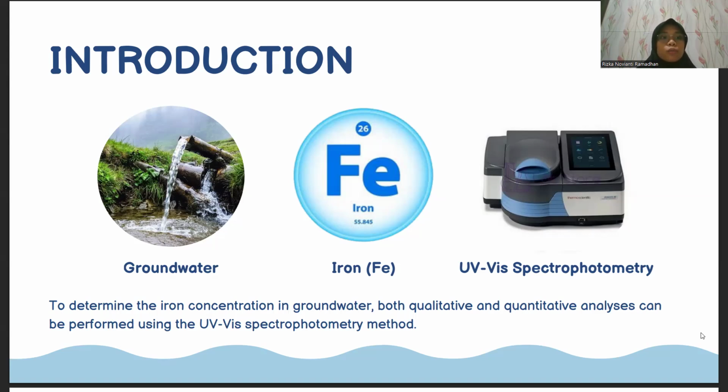This technique allows both qualitative and quantitative analysis. Because iron(II) is colorless, it must first be converted into a colored complex. In this study, we use thiocyanate, which forms a red ferric thiocyanate complex that can be detected at its maximum absorbance wavelength of 485 nanometers.